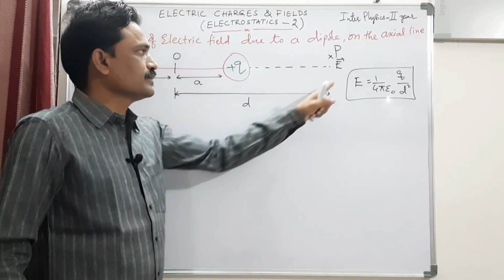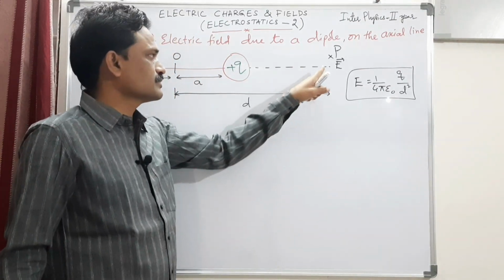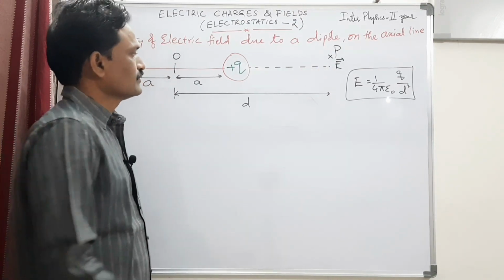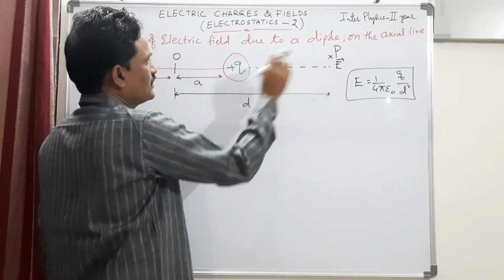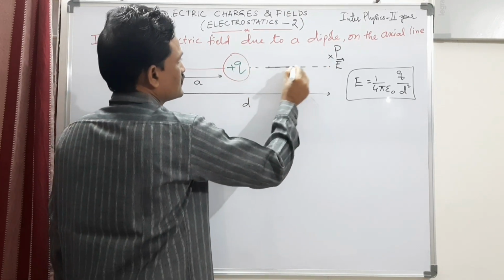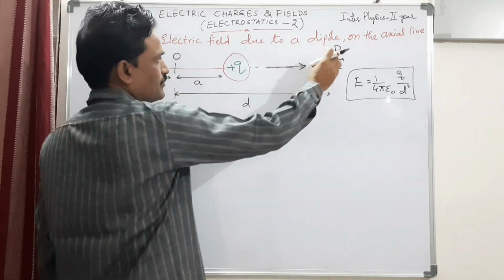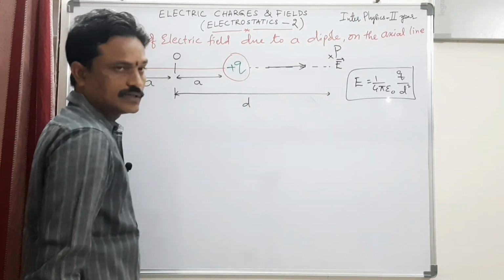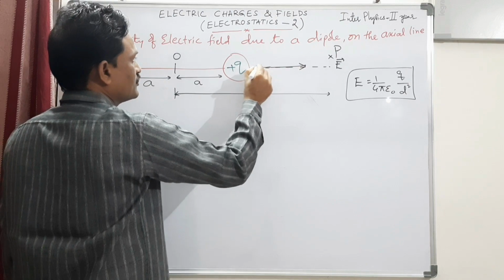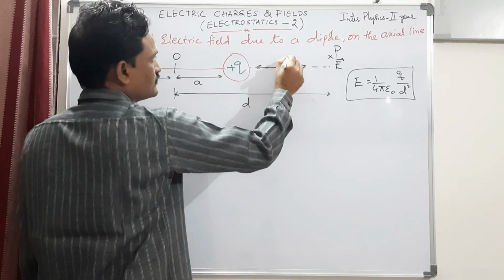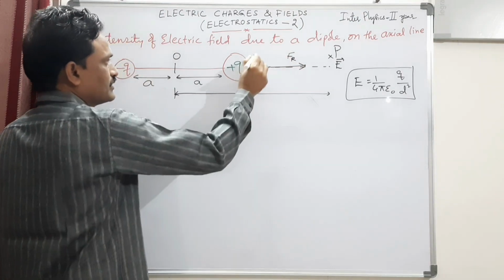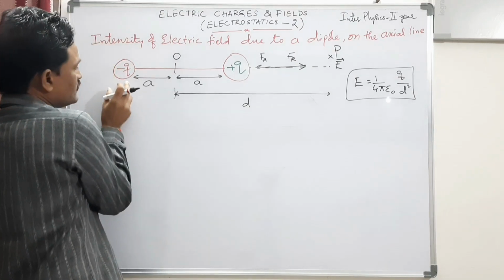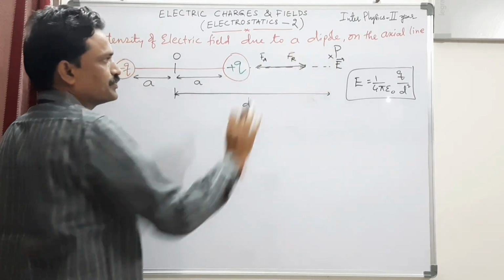Now, in order to find the intensity of electric field, as we discussed in the previous lecture, we have to place a unit positive charge. Imagine that there is a unit positive charge. This unit positive charge is repelled by the plus q charge, so it acts in this direction. The same unit positive charge is attracted by the minus charge. So there are two forces acting on P, one repelling force and the other an attractive force. The repelling force, let us say Fr, is greater than the attractive force because here the distance is less, whereas the negative charge is away from the point P.